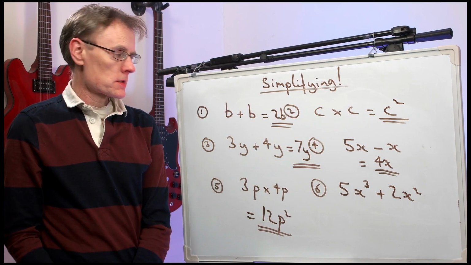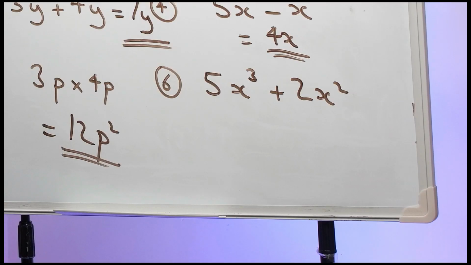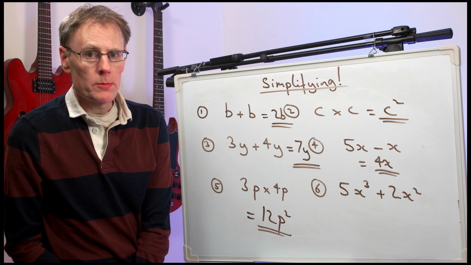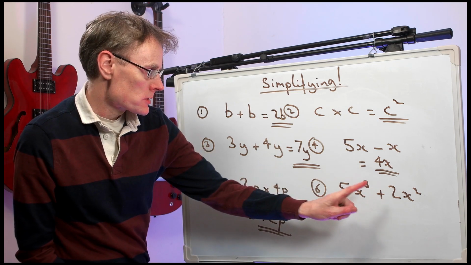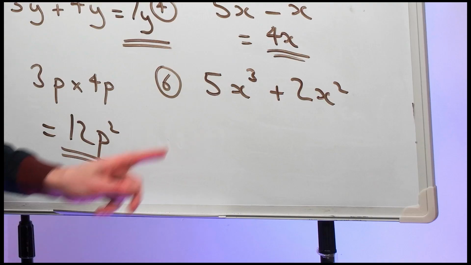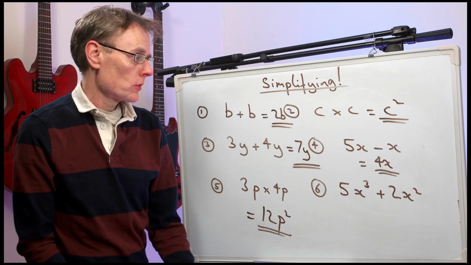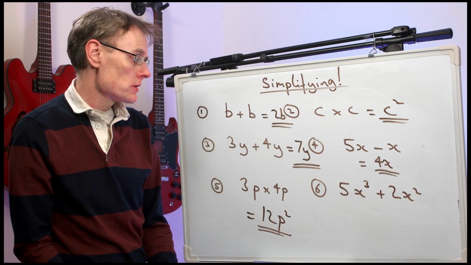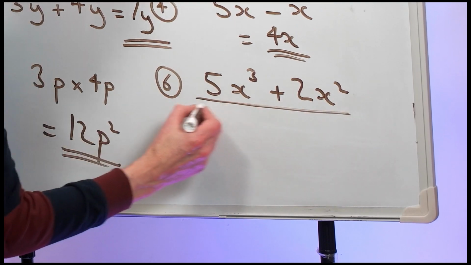Now, what about number 6? 5x cubed plus 2x squared. Well, you can't add them together. They're different things. We don't know what x is. We certainly don't know what x cubed is, or x squared, but they are different things, so we can't add them together. So that's it.